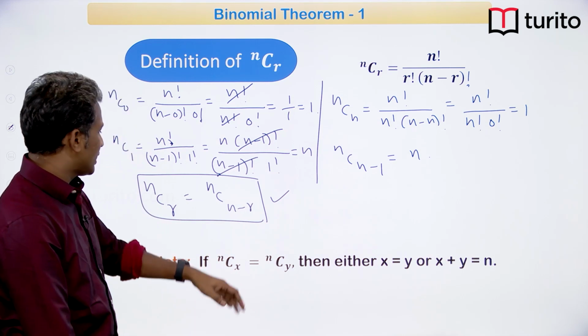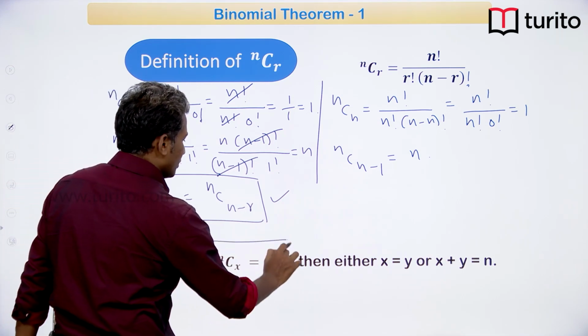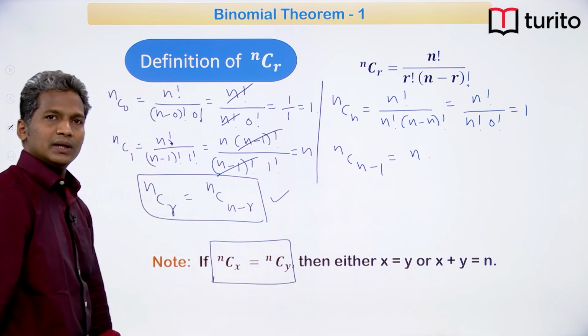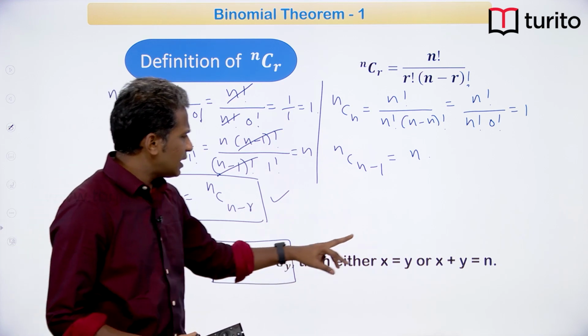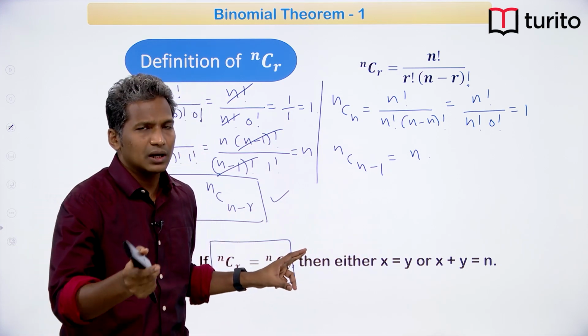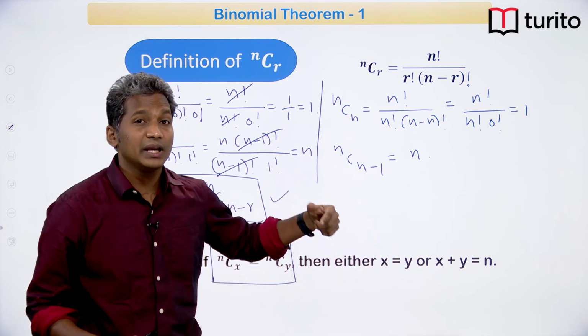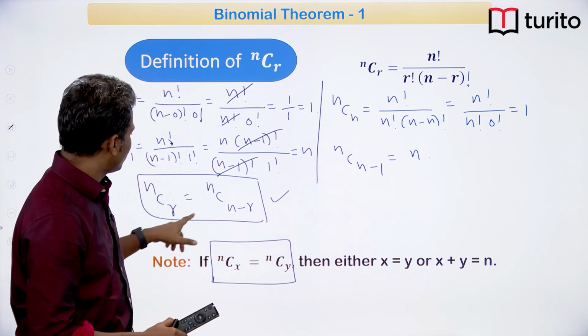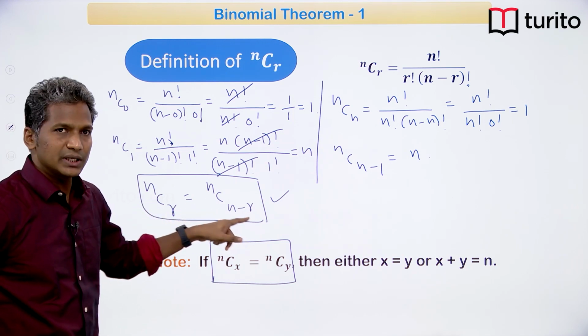So based on that, we can write a conclusion that if nCx is equal to nCy, then either x and y are compulsorily equal or x plus y must be n. So for example, here if you observe, nCr is equal to nC n minus r.